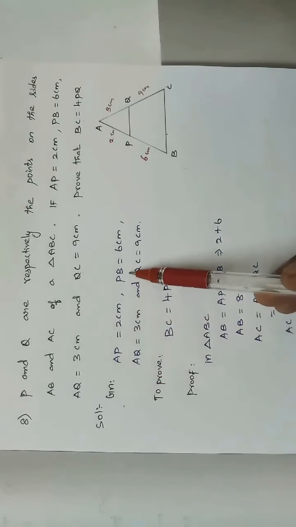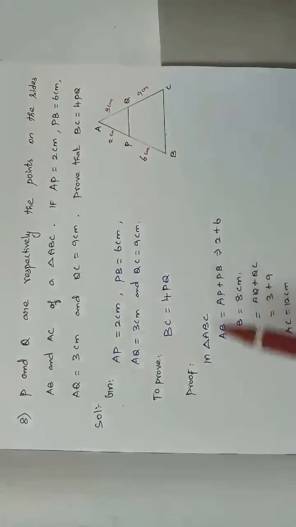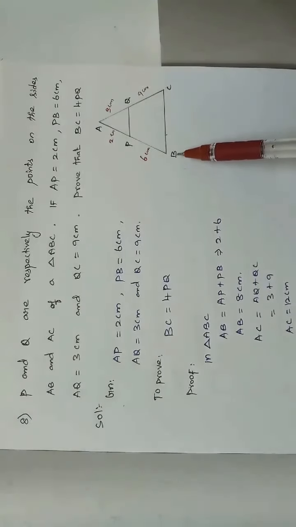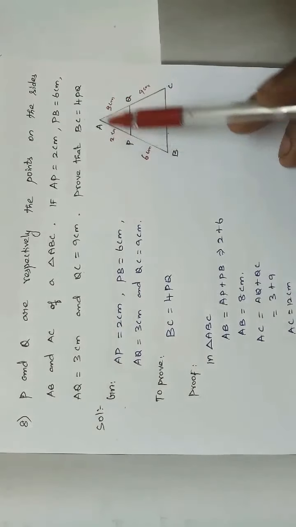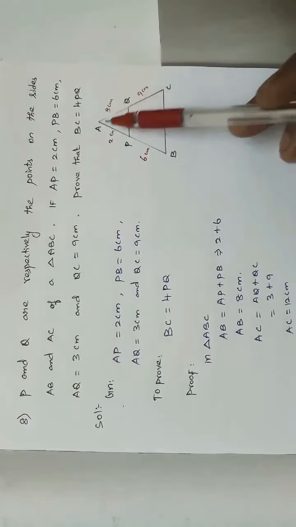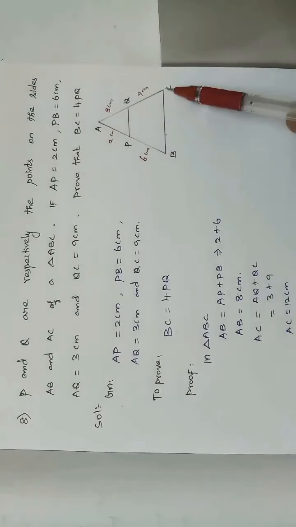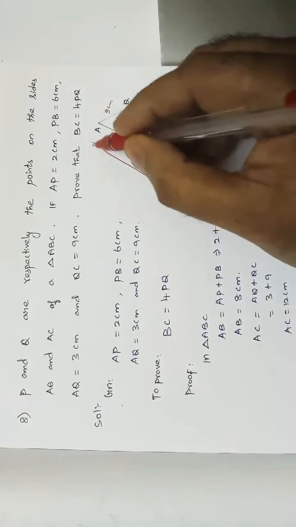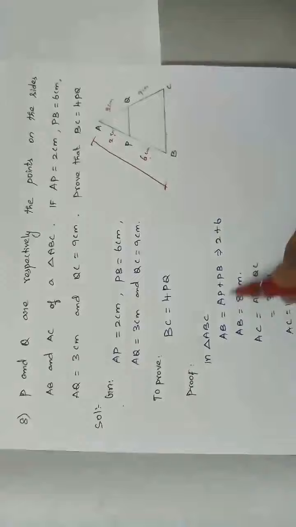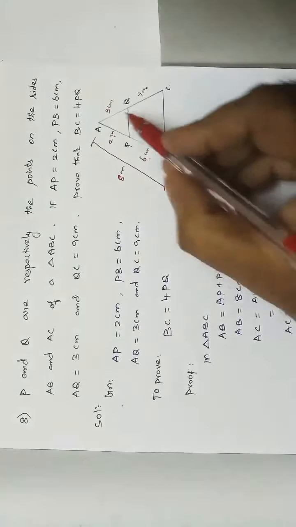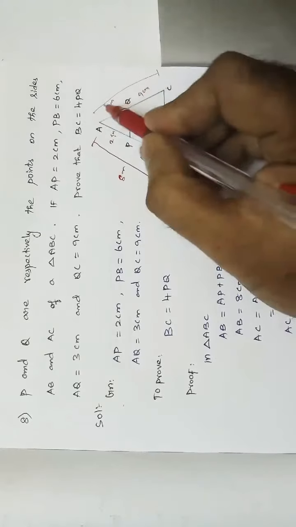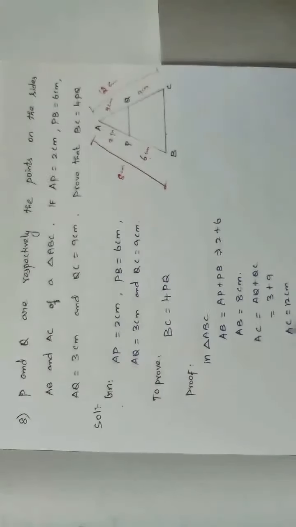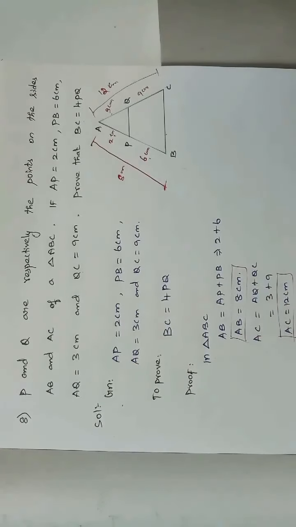So given AP equal to 2 cm, PB 6, AQ equal to 3 cm and QC equal to 9 cm, prove that BC is equal to 4 times PQ. In triangle APQ, we know the sides: AP is 2 cm, AQ is 3 cm. But in triangle ABC, we don't know the full measurements, so we are going to find them. AB is equal to 2 plus 6, which is 8 centimeter. Next, AC is equal to 3 plus 9, that is 12 centimeter. So AB is 8 centimeter and AC is 12 centimeter.